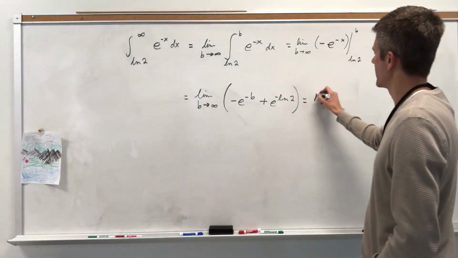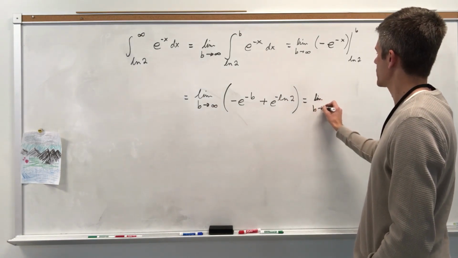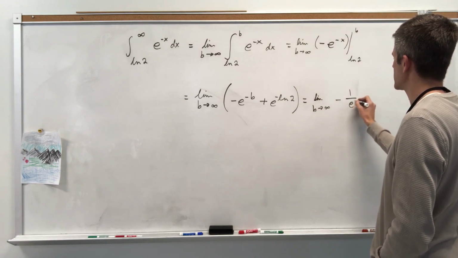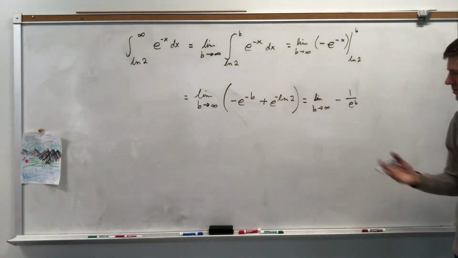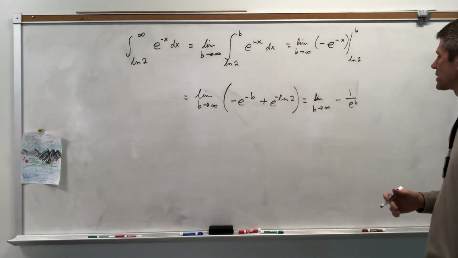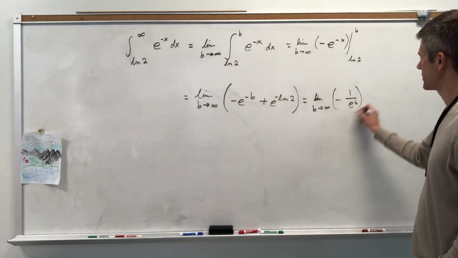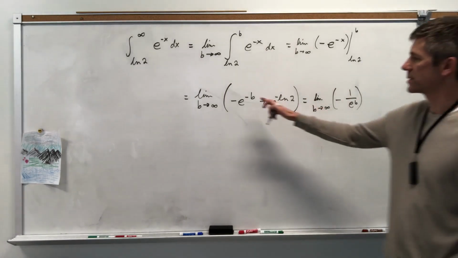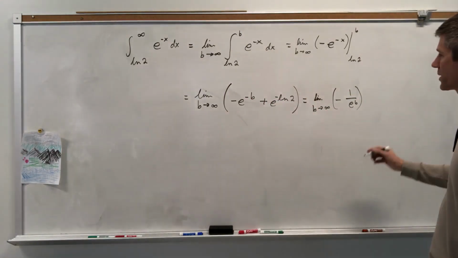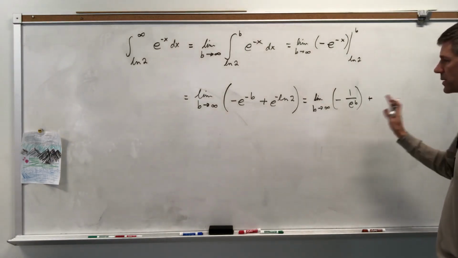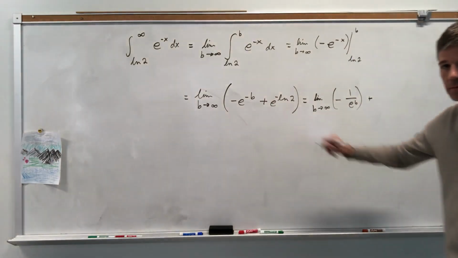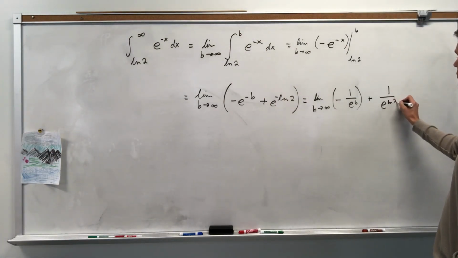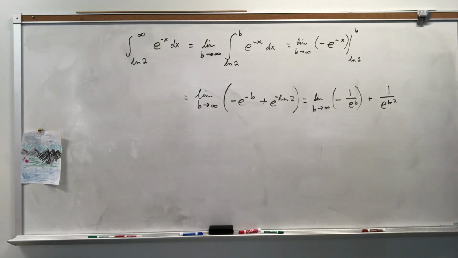I have the limit as b approaches infinity of negative 1 over e to the b. I'm just rearranging some things. We're going to do it that way. I think it's going to make it a little bit easier. So this is the limit I'm dealing with. It's the limit of negative 1 over e to the b. Again, just taking this negative exponent, sending it to the denominator. And then we're going to add, and again, this limit does not apply to this term at all. We're going to have 1 over e to the natural log of 2. And we'll proceed with this.